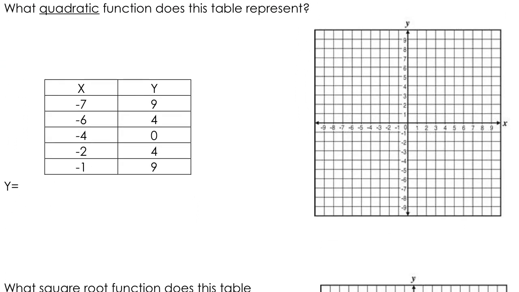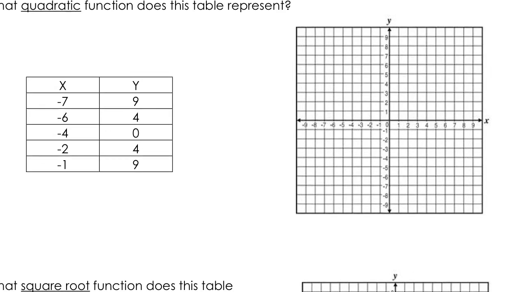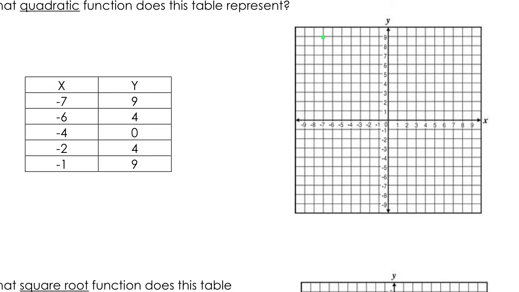All right, so this next one says we have -7, +9, -6, +4, and -4, -0, -2, 4, and -1, 9. Okay, so what's this one looking like?